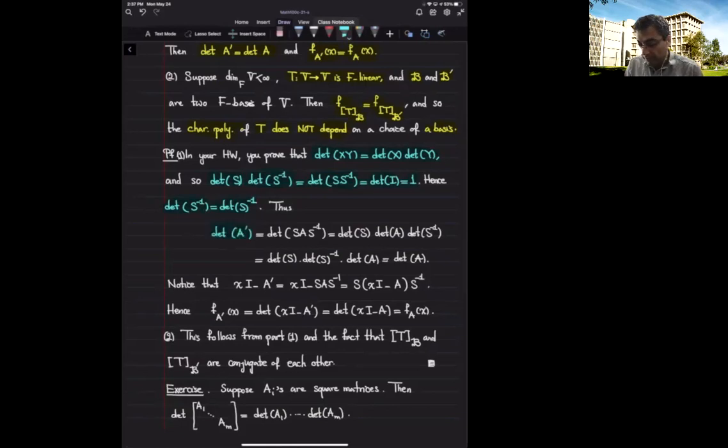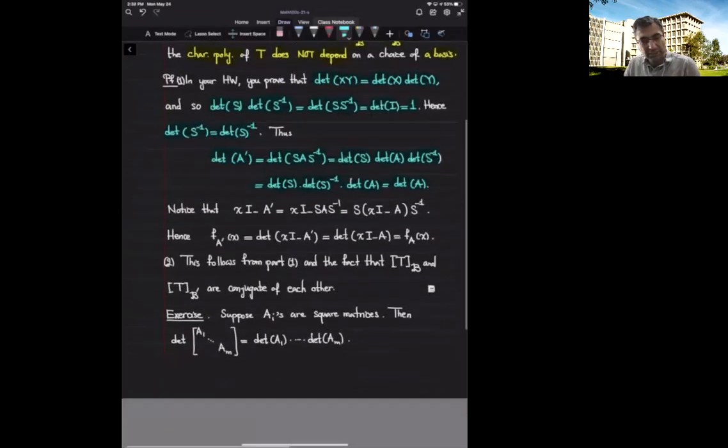Therefore, the determinant of A prime, which is the determinant of S A S inverse, but the determinant is multiplicative, so that would be the determinant of S times the determinant of A times the determinant of S inverse. But the determinant of S inverse is the inverse of the determinant of S, and R is a commutative ring, so I can put it closer to the determinant of S. We get this equality. These guys cancel out, and we get the determinant of A. As we can see, if I conjugate a matrix, the determinant doesn't change.